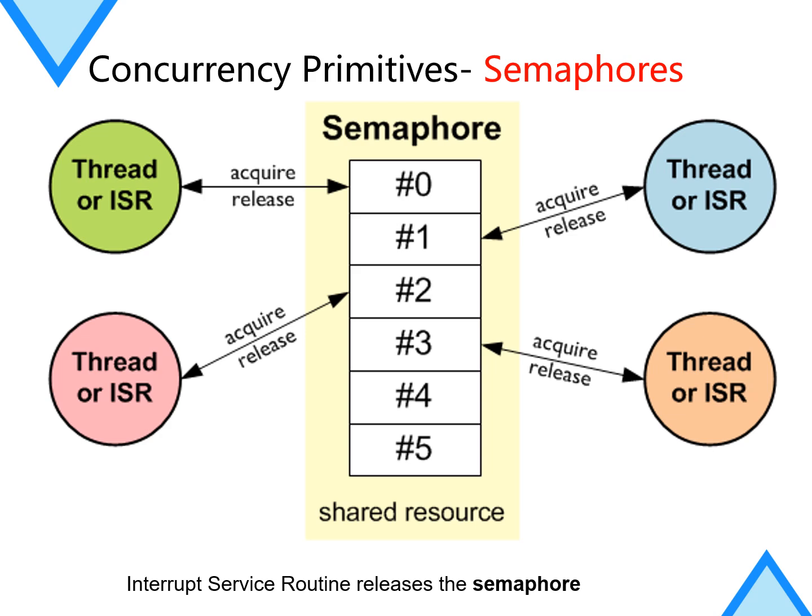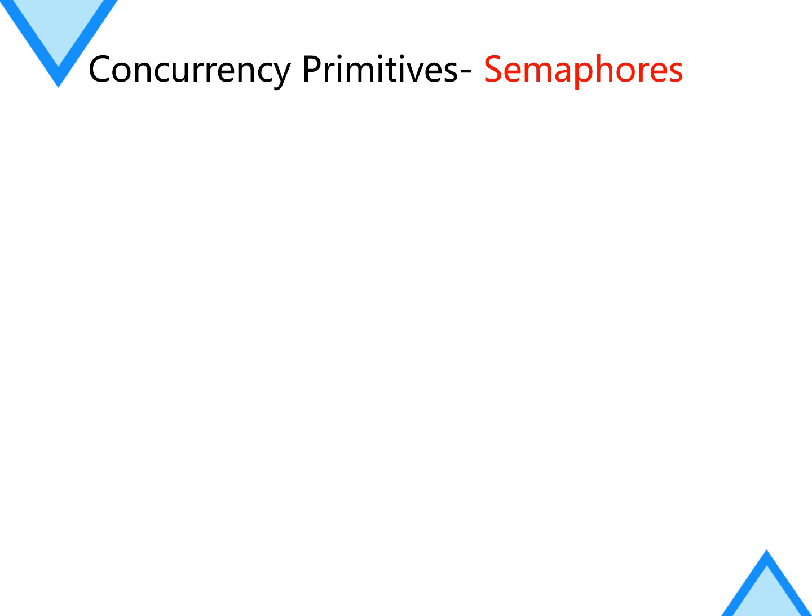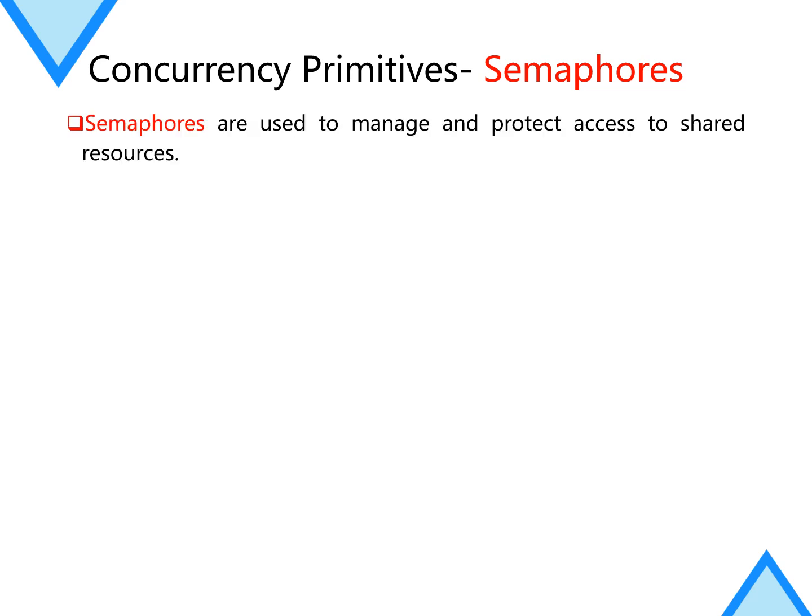For example, some threads are running and own the shared resources, and they change the value of the semaphore. But some high priority process or thread comes and the interrupt service routine sends the current running thread or process back to the blocking state and gives the resources to the high priority process. So this is a very typical example of semaphore.